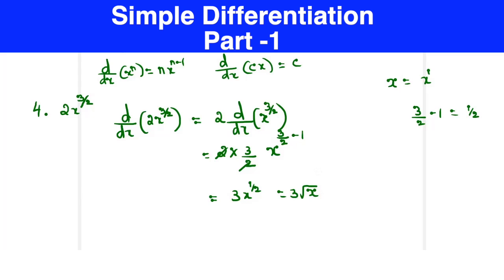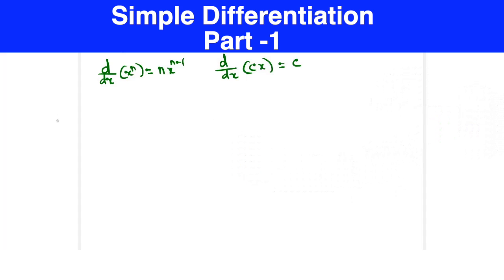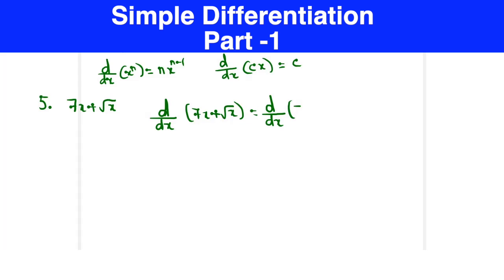Now let's try to take one more example where I'm going to combine multiple expressions. So in this case, let the input be 7x plus root x. So in this case, d by dx of 7x plus root x is nothing but d by dx of 7x plus d by dx of root x. Root x is nothing but x to the power half. I'm writing in this style because it is easy for us to compare to the standard notation of x power n. So now let's do the differentiation for this.